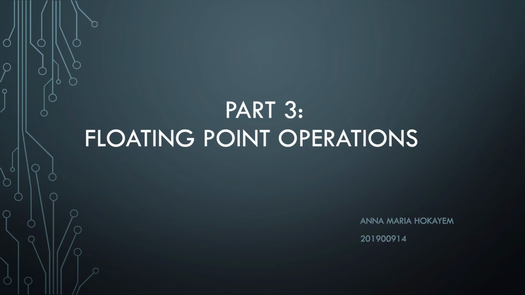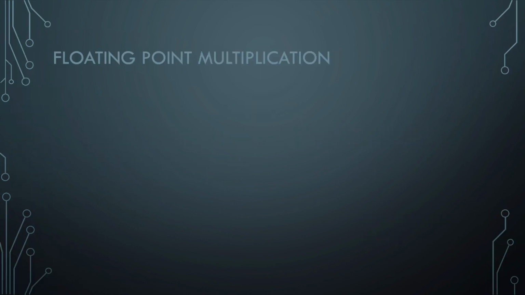Now, continuing with the floating point operations, we will be talking about multiplication, division, and rounding. I will start by explaining the floating point multiplication. Suppose you want to multiply 0.5 and minus 0.4375, both of them base 10.